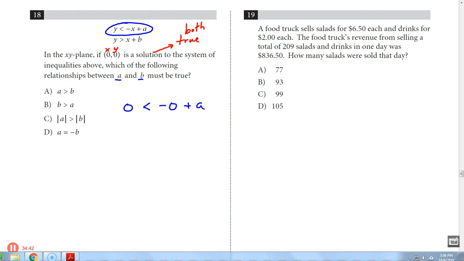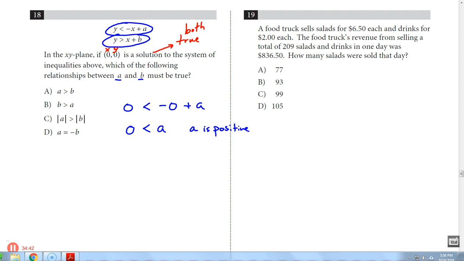Well, cleaning that up a little bit, I have 0 is less than negative 0, which is just 0. So I have this. Basically, my conclusion from here is that a is positive. If you're bigger than 0, a is a positive number. So that's what I'm getting out of the top one.